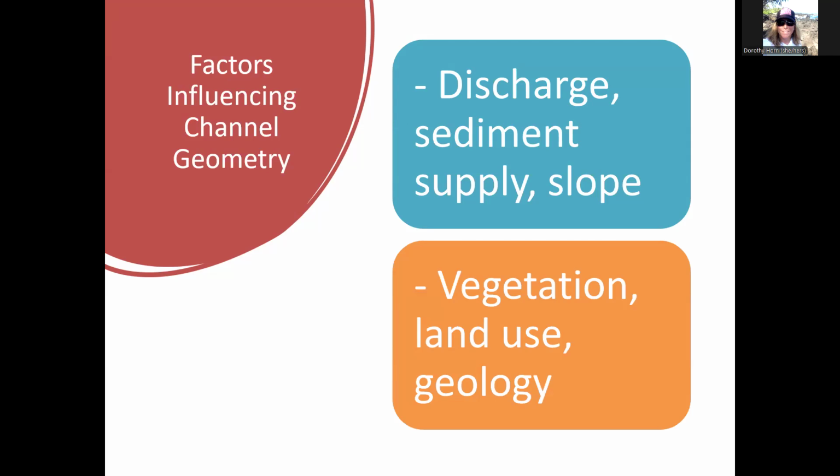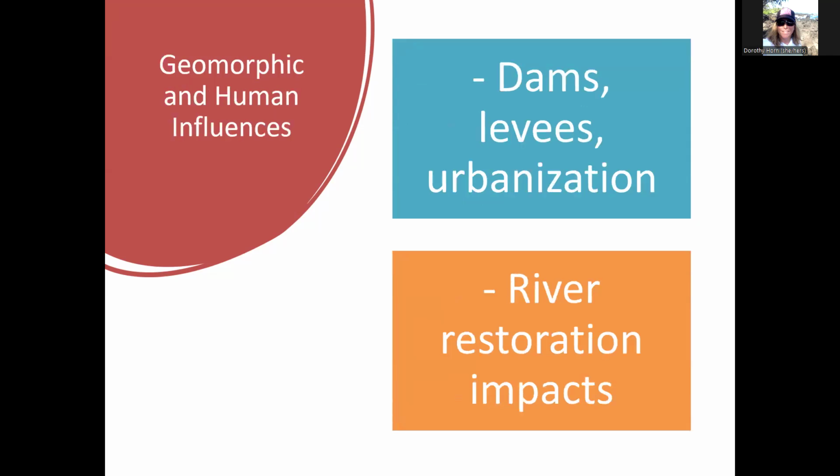So this should all be familiar to you from the previous lecture. And then human influences, right? So we've seen what happens with a dam, with an aqueduct, with a levee, and then what urban landscapes do, right? And so we have a lot of restoration that we need to work on, and we want to look at those impacts.